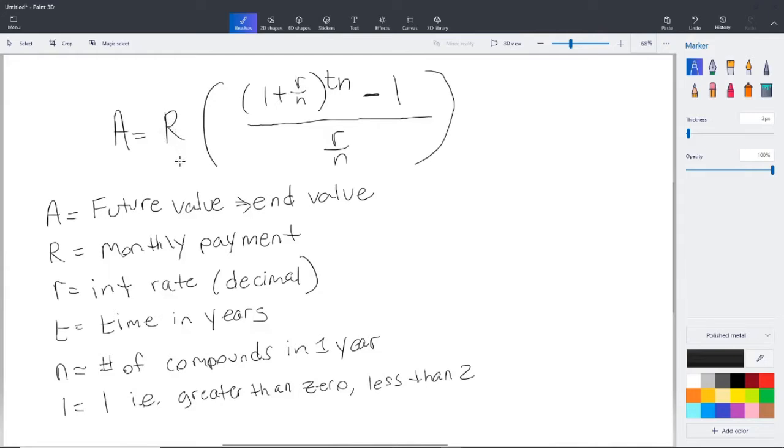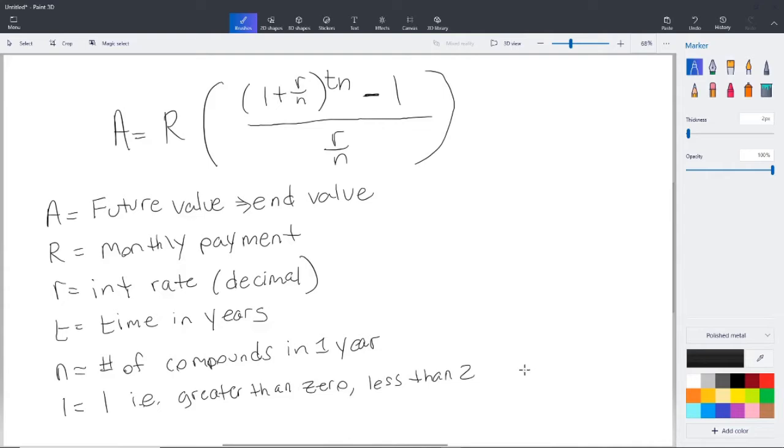All right. So again, A is the future value or the end value. What are we trying to strive for? Big R is the monthly payments. What is our monthly payment that we're making in? Little r is the interest rate as a decimal. t is time in years. n is the number of compounds in 1 year. We've seen that. And finally, 1 is 1, i.e. greater than 0, less than 2. You know, the value of 1 itself.